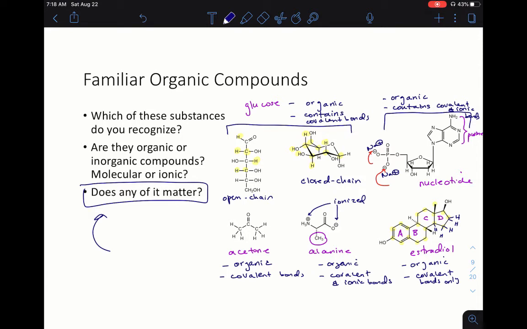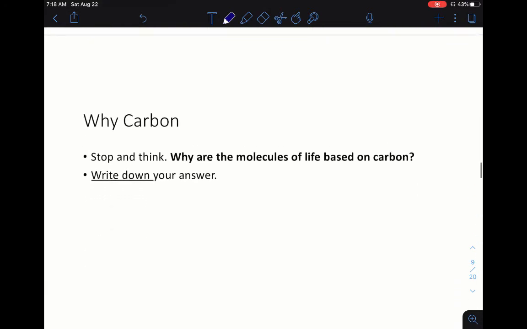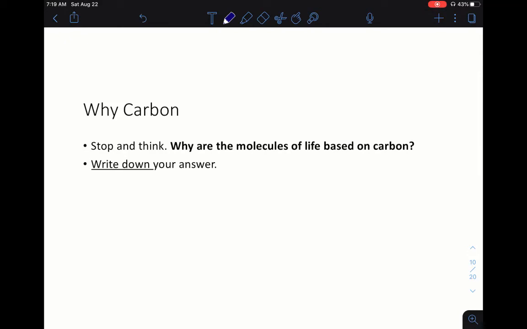Let's think about something that each of these molecules have in common. What is it? Carbon. Why are the molecules of life based on carbon? Stop, think, and then write down your answer. Please pause and do that, and then rejoin me. Whatever you came up with sounds good to me.